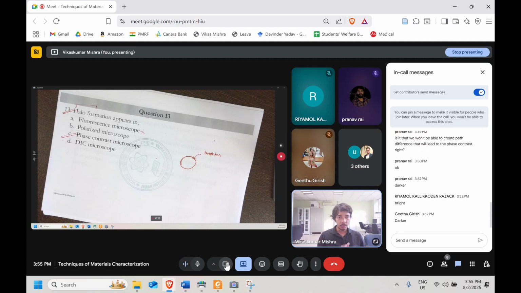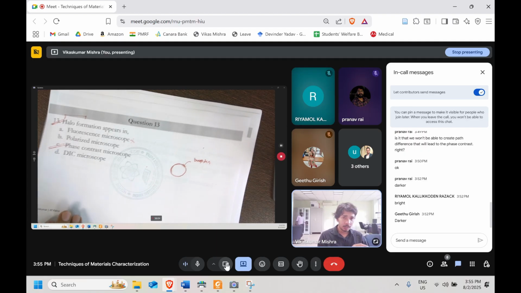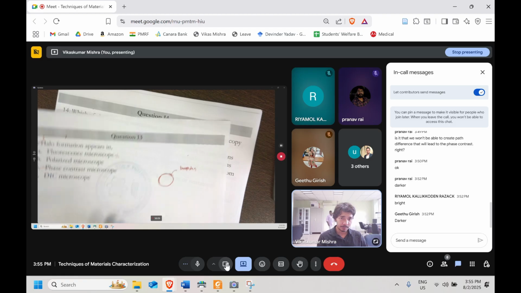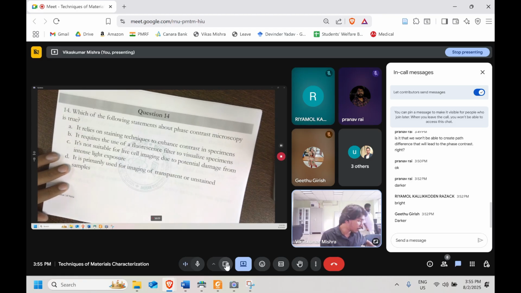No need to go into more depth on this, it is a very vast topic in itself. Whatever we have discussed till now is beneficial. Now let's move to the next question, question number 14.